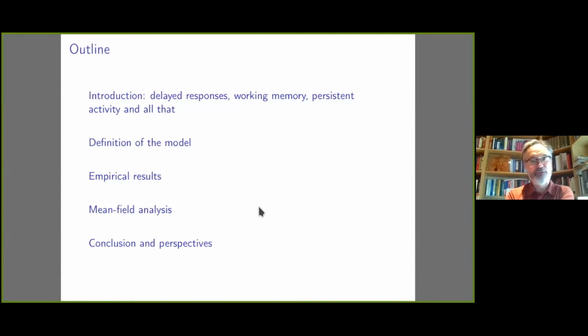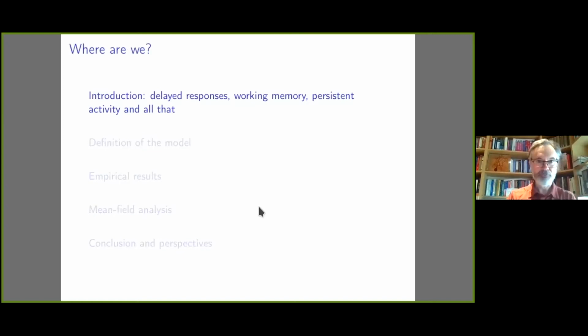Once you are familiar with that, I'll define a very simple model that we designed with Morgan, the idea being to have something that is simple to implement, efficient on a computer, and that we can manipulate analytically. I will then show you empirical results from simulations of this model. And I will keep going with a mean field analysis, very simple in fact, that allows us to get most of the properties of the network in the metastable state. And I will conclude with perspectives.